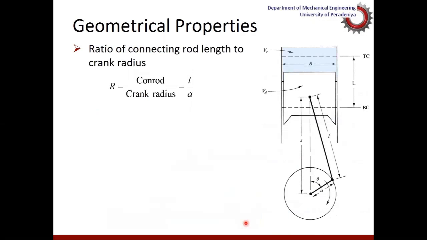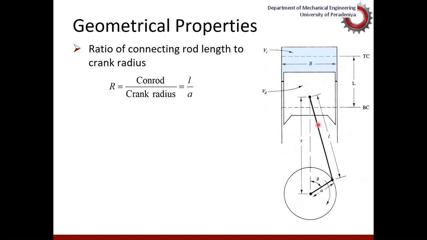And another parameter is connecting rod length to crank radius. That is, this connecting rod length is this one, and the crank radius is A, this one. Now again, there is a limit that you can increase or decrease this ratio. If you increase this ratio, then this length will be increased. So this is subjected to compression as the piston comes down. So it's like a compression beam.